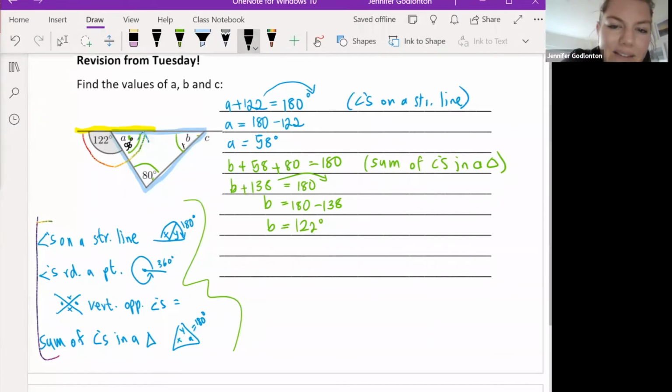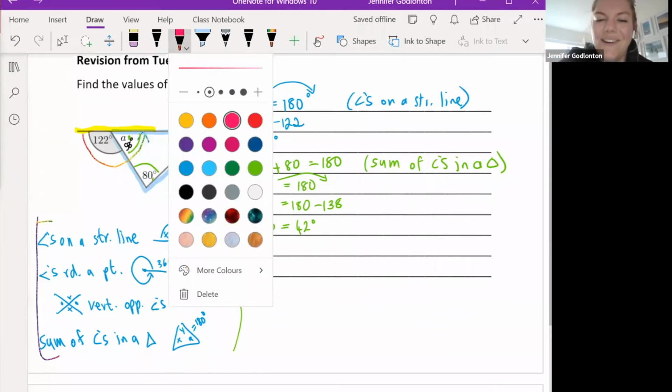I'm very curious, I'll ask at the end of this. Oh gosh, something's gone very wrong. 180 minus 138 gives us 42. I'm going crazy, guys. Please don't panic. I was like, how is this tiny angle 122 degrees? There we go.